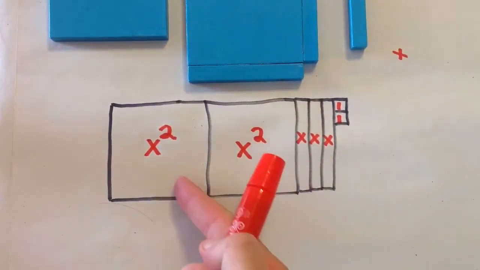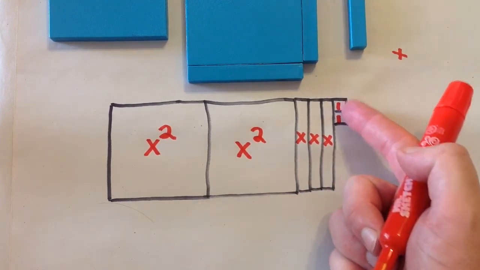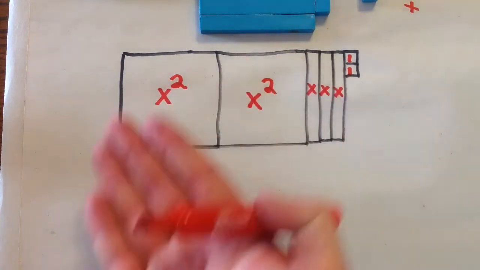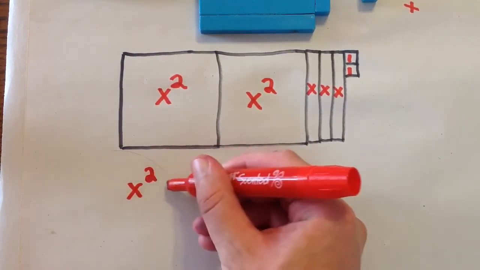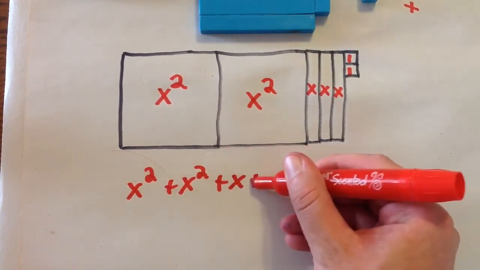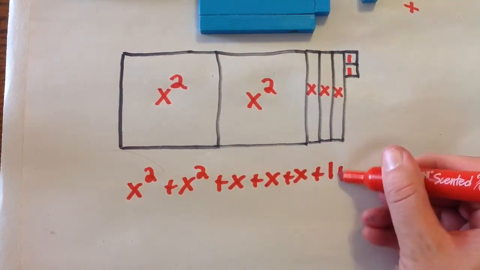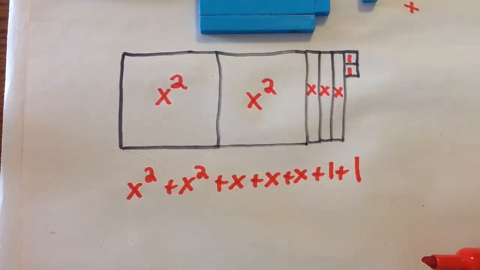So we have X squared, X squared, X, X, X, 1 and 1. Adding all of these individual areas together will give me the area of the entire figure. So let's do that. X squared plus X squared plus X plus X plus X plus 1 plus 1. This expression is equal to the area of this figure.